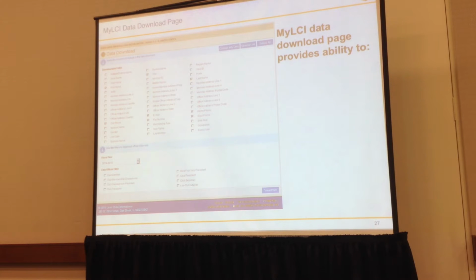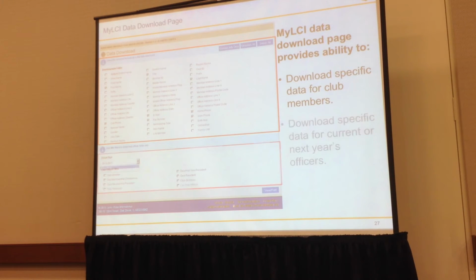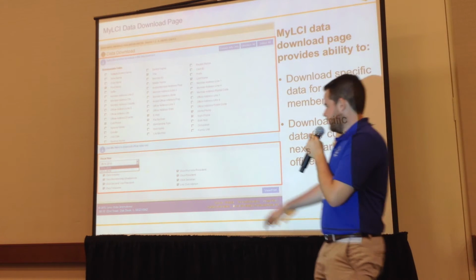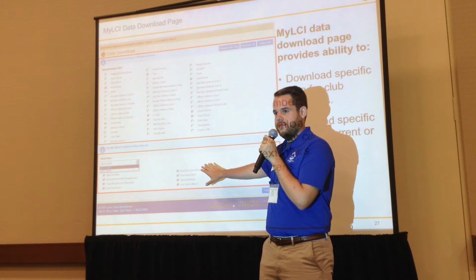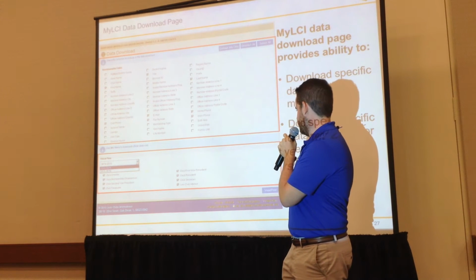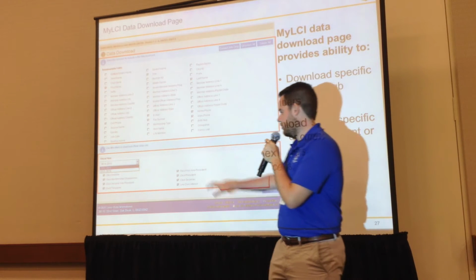Okay, the next menu on the MyLCI menu is the data download page. The data download page provides you with the ability to download specific data for club members, or download specific data for current or next year's officers. So the key to this is if you want to download for members only, leave the club officers unchecked. Now if you want to download for club officers only, of course you would mark these as checked.